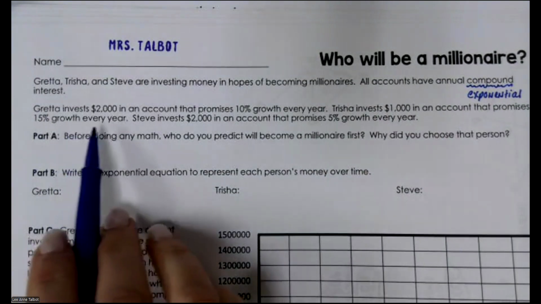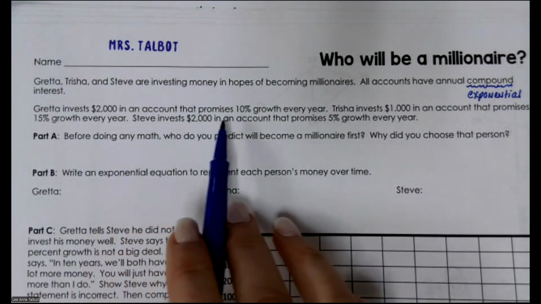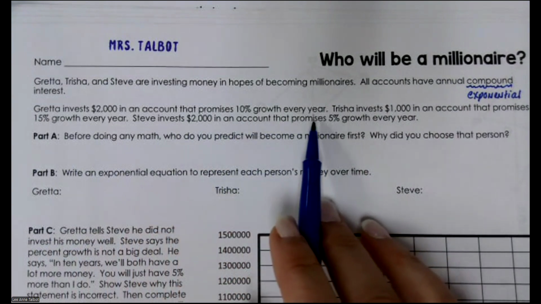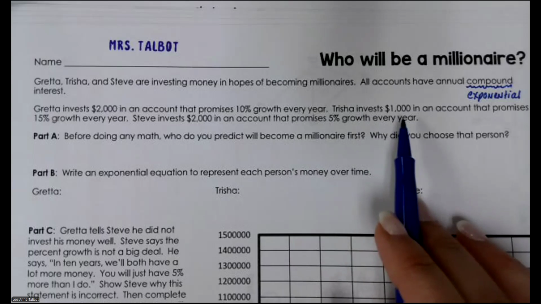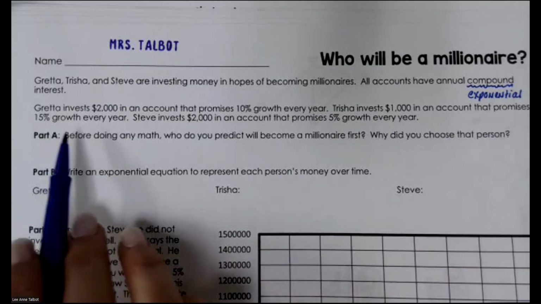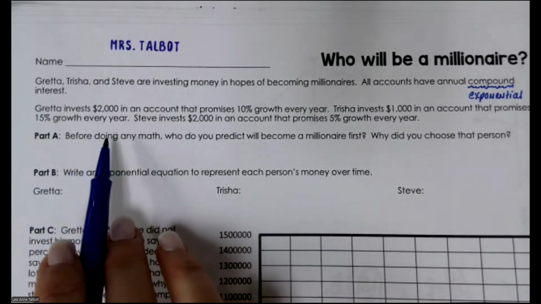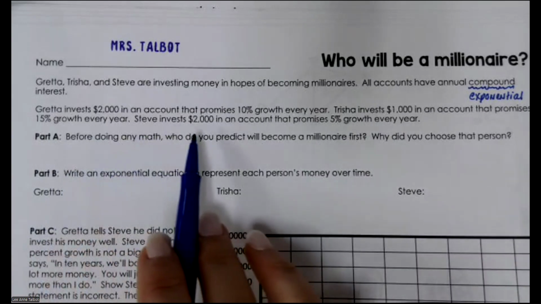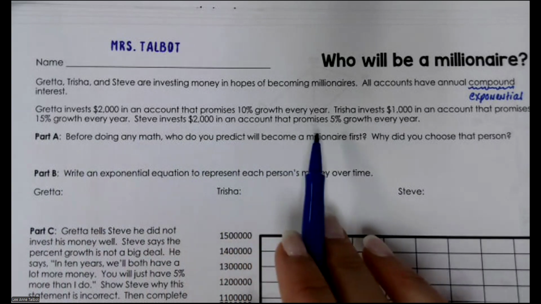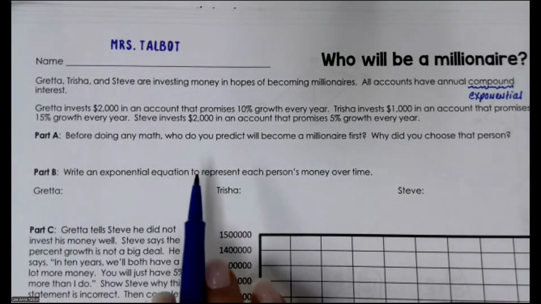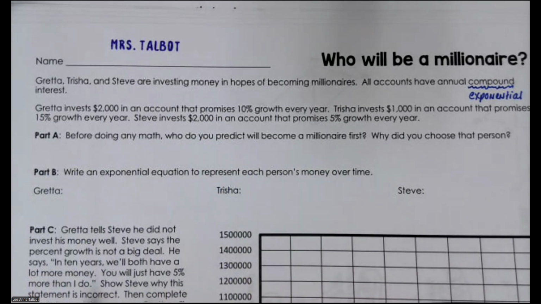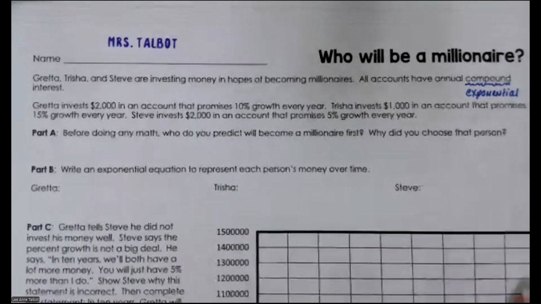Greta invests $2,000 in an account that promises 10% growth every year. Lucky you, Greta. Trisha invests $1,000 in an account that promises 15% growth every year. Amazing. Steve invests, where are these kids getting this money? In an account that promises 5% growth every year. Before doing any math, who do you predict will become a millionaire first? Why did you choose that person?